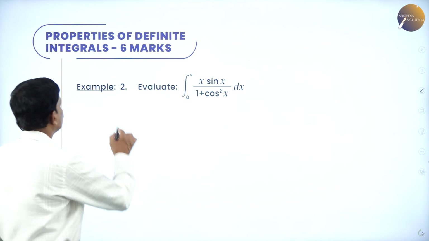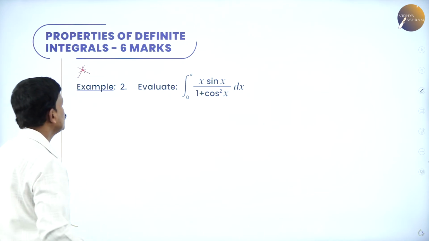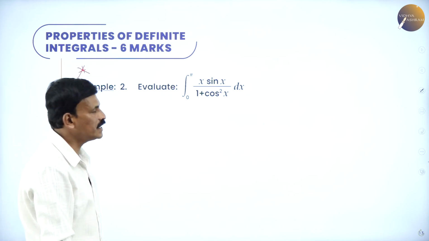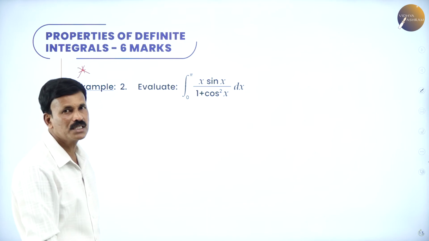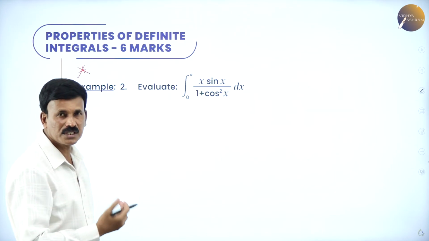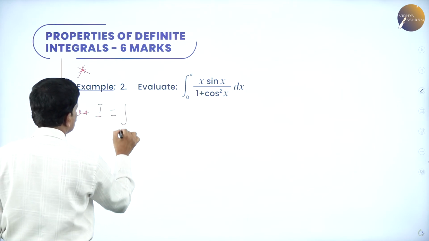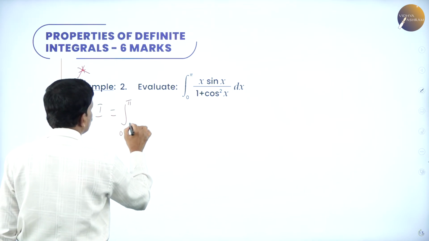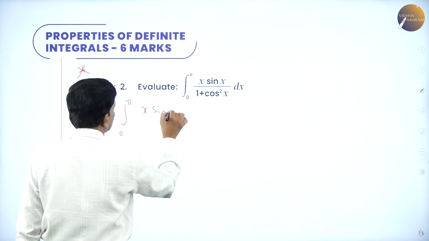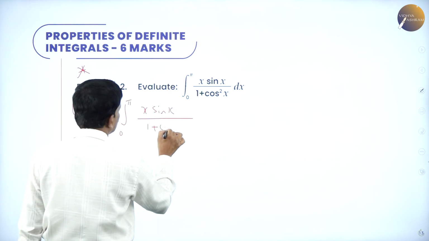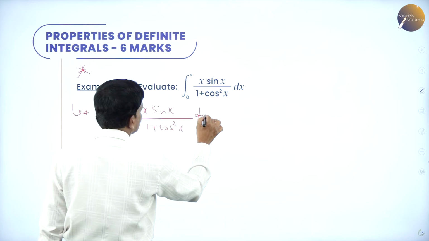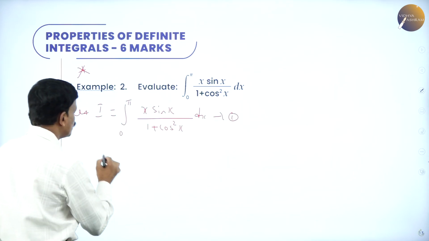This is also a very important problem. Evaluate the integral from 0 to pi of x sin x divided by 1 plus cos square x. Now according to the same property, let us write I is equal to the integral from 0 to pi of x sin x divided by 1 plus cos square x dx. Let us represent this as equation number 1.